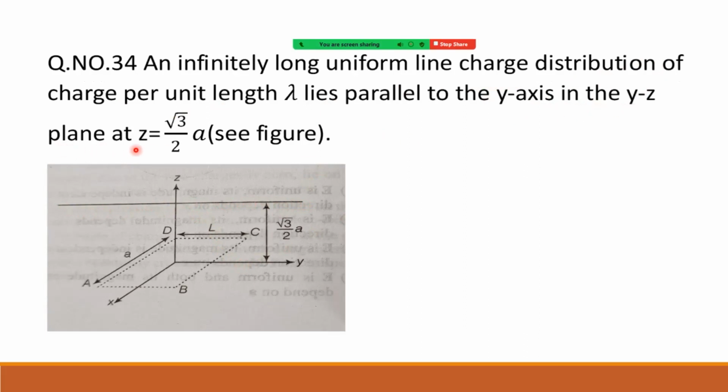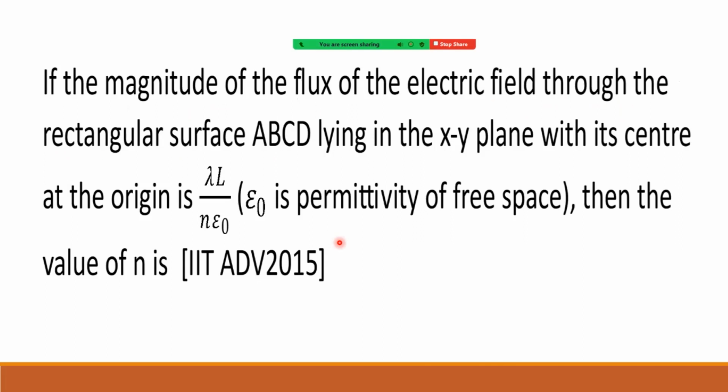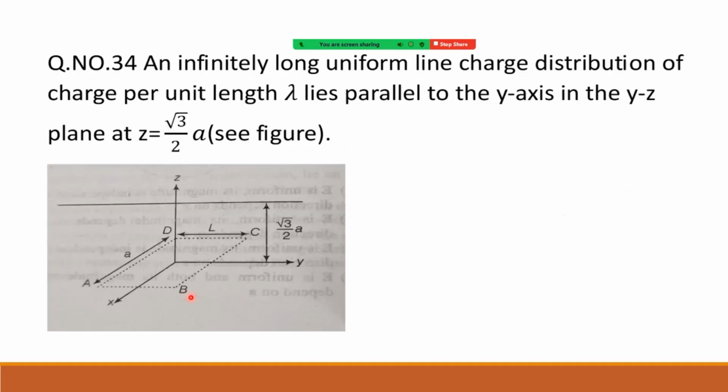in the yz plane at z equal to root 3 by 2 a. This is root 3 by 2 a. If the magnitude of flux of the electric field through the rectangular surface ABCD lying in the xy plane with its center at origin is lambda L by N epsilon naught, then the value of N is... this is JEE Advanced 2015. See the diagram once. So we want to find the flux through this surface, okay?